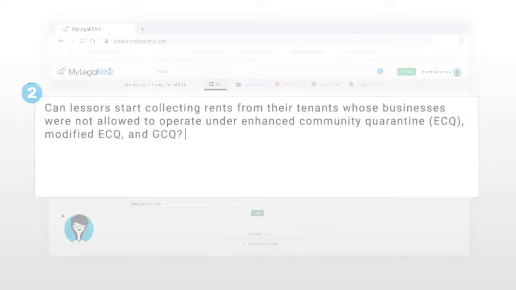Then type your request or concern. In this text box, you can ask any legal question that you have for Leah. For example, if you're a landlord and you want to know if you can start collecting rent during ECQ, it's just as easy as typing your question. You can even attach a file for Leah's reference.